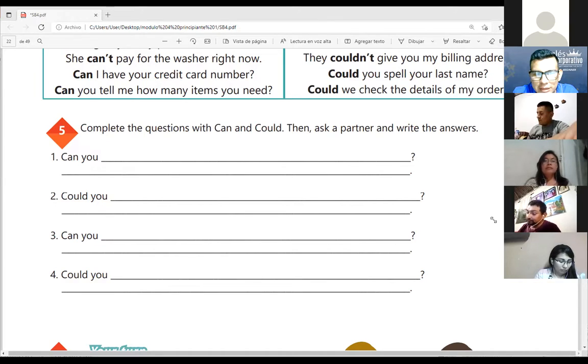Ok, ahora que ya tienen las preguntas, vamos a hacérselas a nuestros compañeros y anotar la respuesta. We're going to make the question to our classmate and write the answers. Ok, let's do it in trios. Ok, you will have 3 minutes. 3 minutes to answer, to ask the question and write the answers.